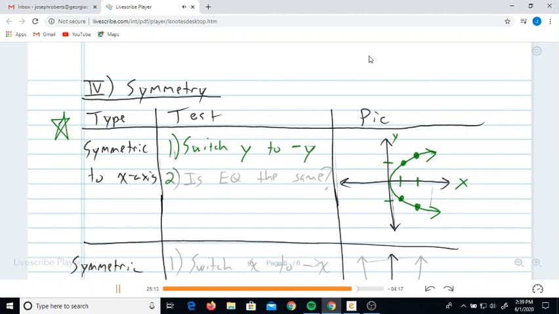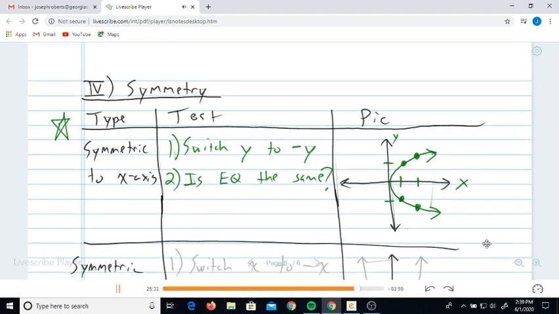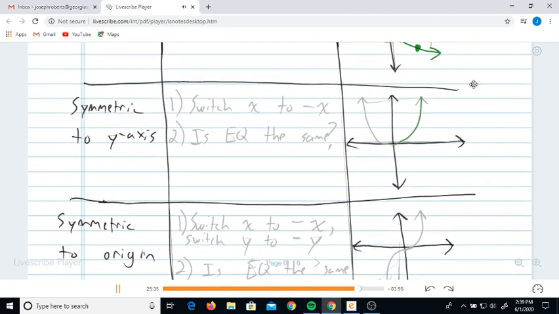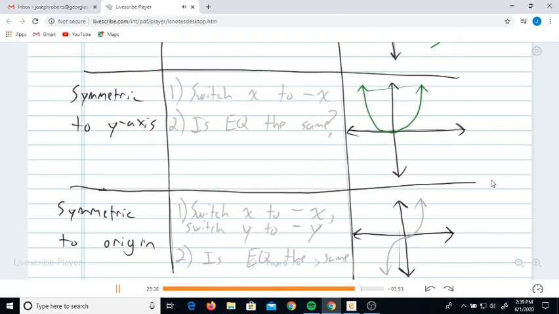Then ask yourself, is the equation the same? So if you change y to negative y and end up with the same equation, then it is symmetric to the x-axis. If you change y to negative y and get a different equation, then it is not symmetrical. And it's the same idea with symmetry with respect to the y-axis. The only difference is when we reflect over the y-axis, we switch the x-coordinates. So that's the way of determining symmetry algebraically for x-axis and y-axis.